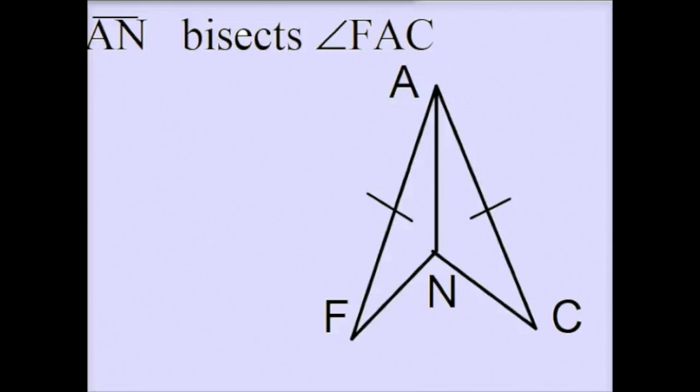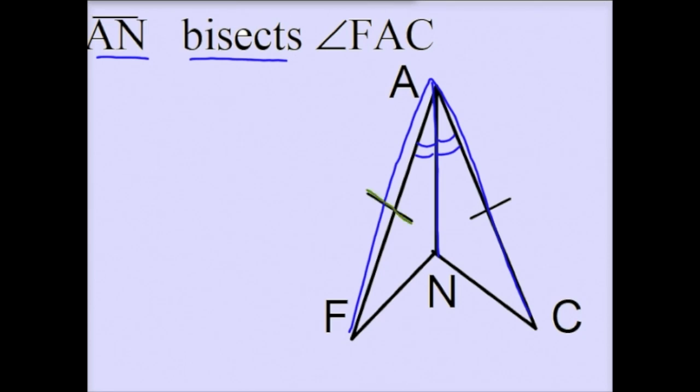This last proof is dealing with something similar to what we've seen before, but in a slightly different way. Here we've got a bisector. However, it's not a segment bisector, it's an angle bisector. I see AN bisects angle FAC. Well, here's angle FAC, and AN cuts it in half. And so that means that these angles will be congruent.